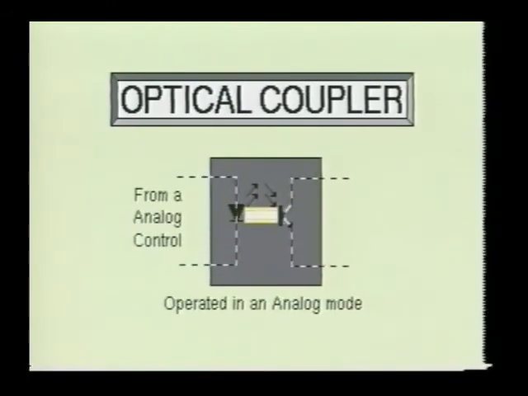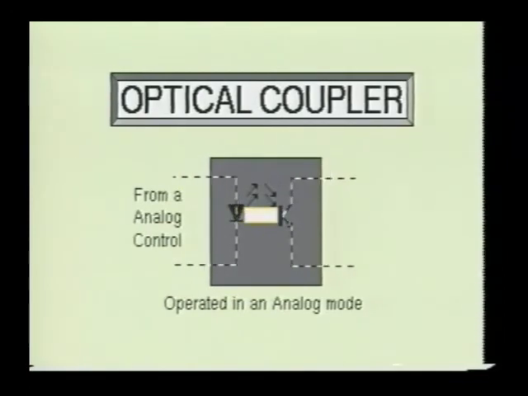Operation in the linear mode is made possible by biasing the LED at the midpoint between its cutoff point and saturation. As the input signal going into the LED varies, it causes the brightness of the LED to increase and decrease accordingly. The phototransistor detects this variation of light and produces an amplified reproduction of the input signal.